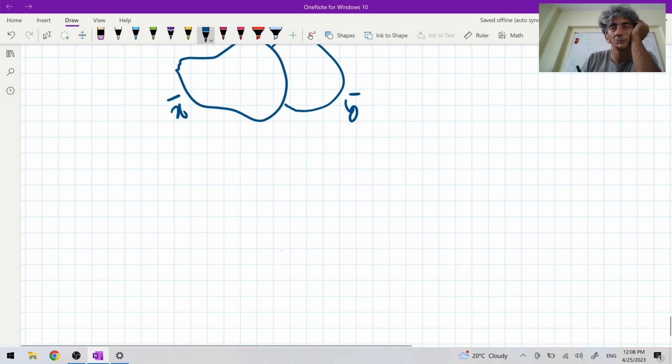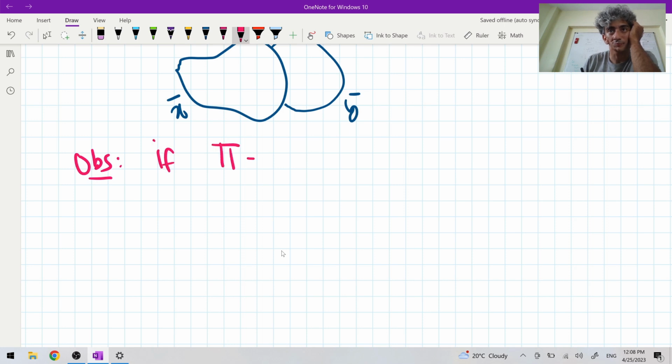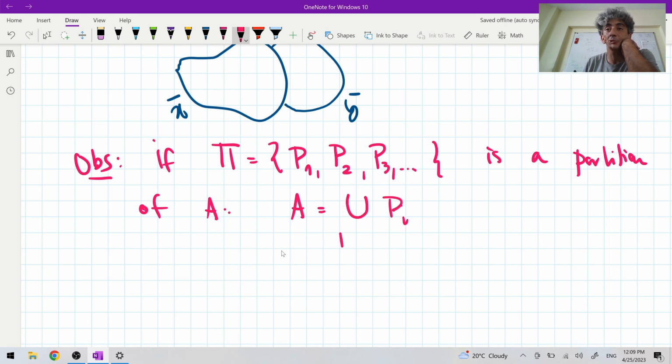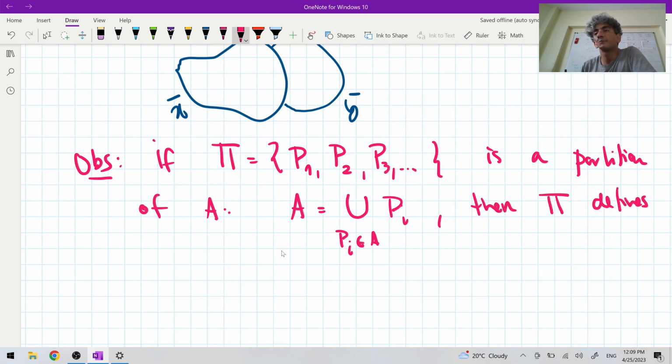If we have a partition, then we have an equivalence relation given by that partition. Observation. If pi is a collection of subsets, pi is a partition of A, which means that A can be written as the union of those sets, then pi defines an equivalence relation in A.